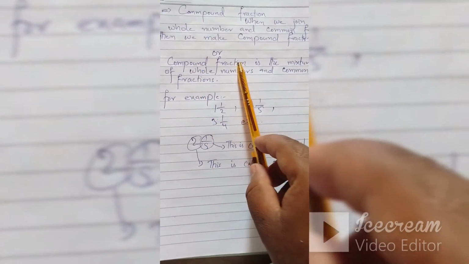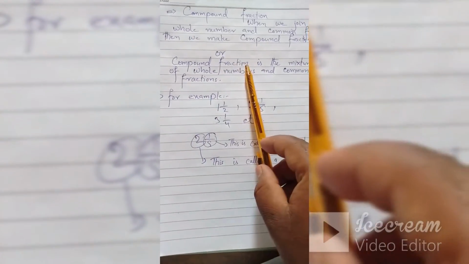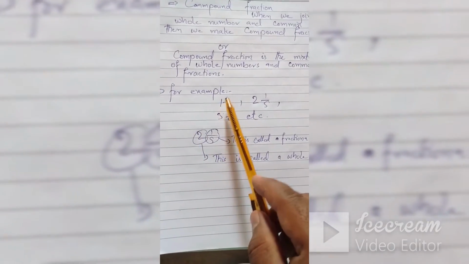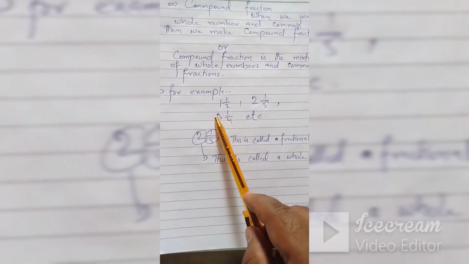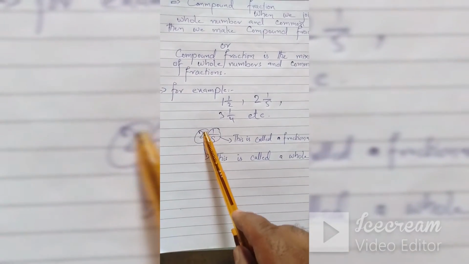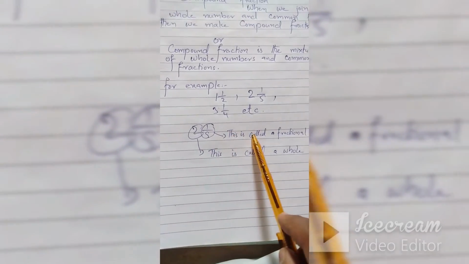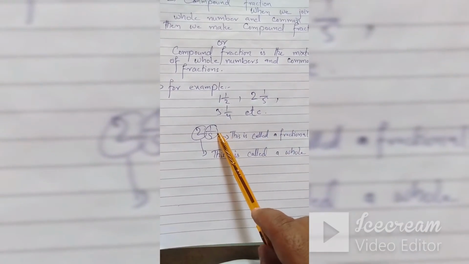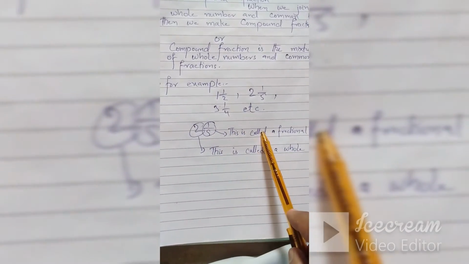Or we can say a compound fraction is the mixture of whole numbers and common fractions. Let's see how to mix whole numbers and common fractions. For example, 1 whole 1 by 2, 2 whole 1 by 5, 3 whole 1 by 4. Any number you can write. Here 2 is called a whole number, and 1 by 5 is called a fractional number. This is called a common fraction, because any number we can write in the form of a by b is called a common fraction.